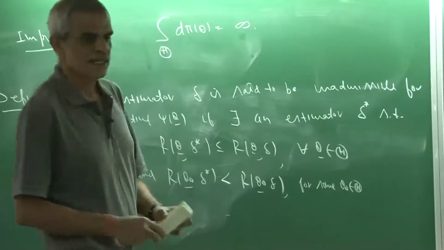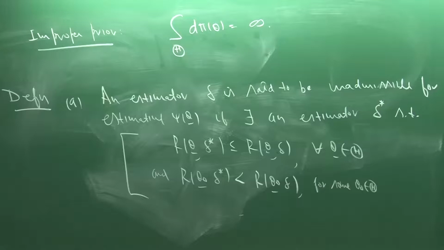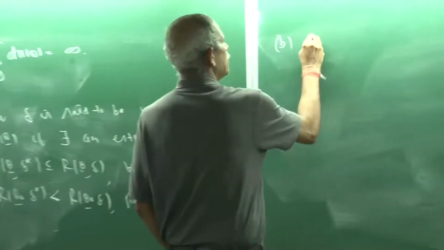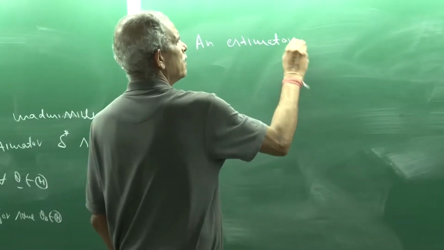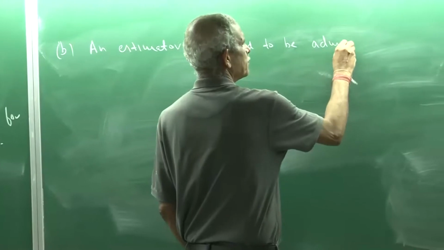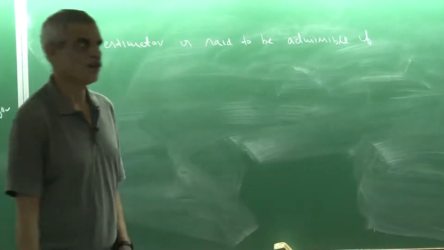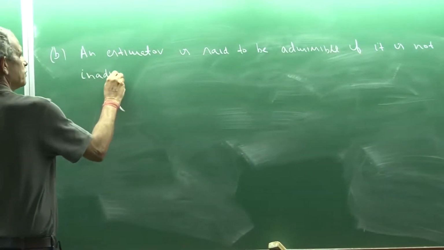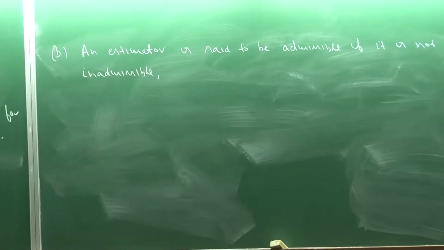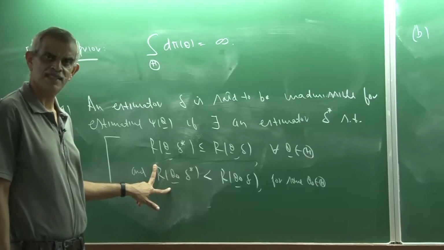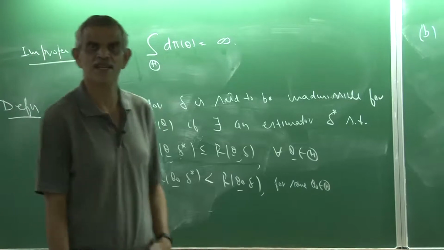Okay, now the question is, what are the admissible estimators? The best way to define an admissible estimator is that any estimator which is not inadmissible is said to be admissible. An estimator is said to be admissible if it is not inadmissible. What does that mean? That means if there is an estimator delta star for which this happens, then you cannot have a strict inequality at any theta. So the risk of delta star has to be the same as the risk of delta for every theta.